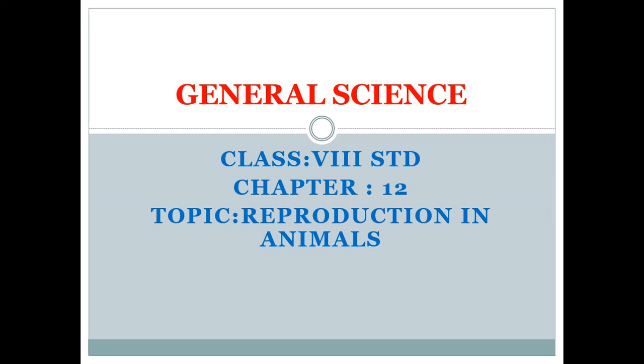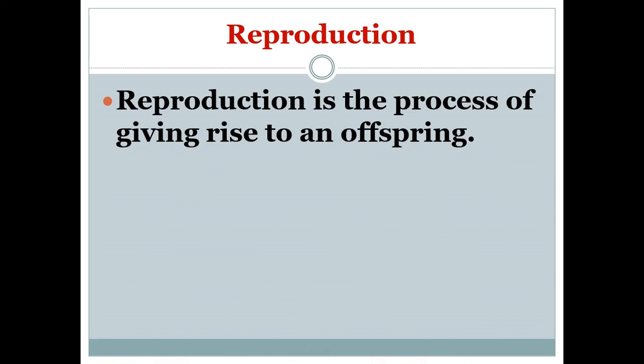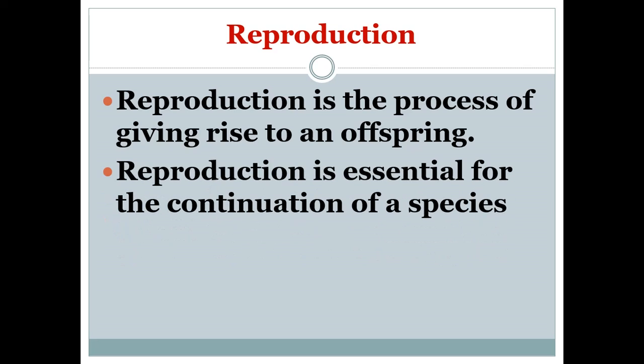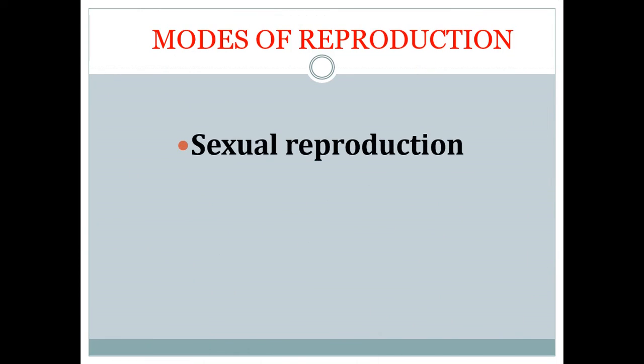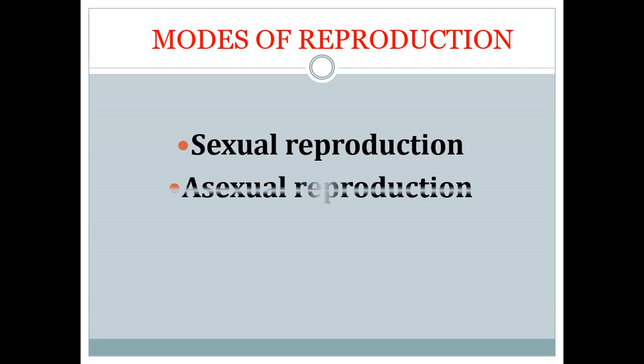Hello children, in the last video we have seen what is meant by reproduction, isn't it? Let us recall that first. Reproduction is the process of giving rise to an offspring. It is very important for the continuation of a species. Then we have seen the modes of reproduction. There are two modes: sexual reproduction and asexual reproduction. In the last video, we saw the definitions of sexual and asexual reproduction.